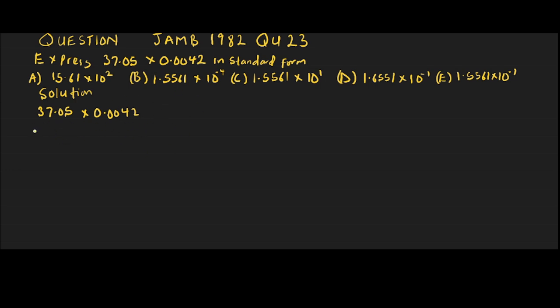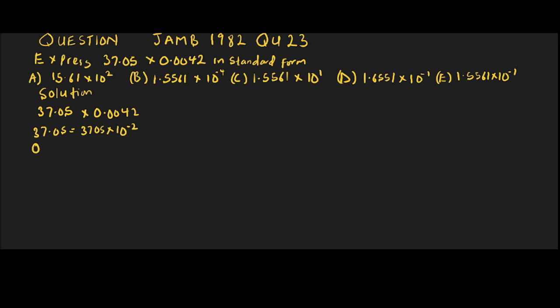Firstly, we have 37.05. To make it easier, we can write it as 3705 times 10 raised to power minus 2, to write it as a whole number. What we have just done here is remove the decimal point, moving it two places. So when you remove the decimal point, that means minus 2.